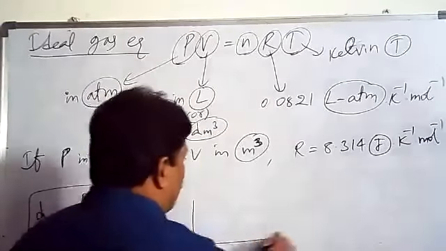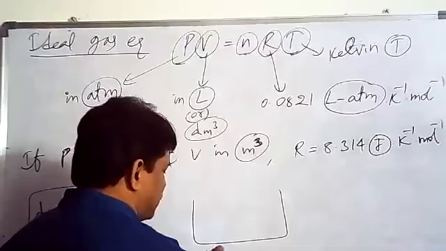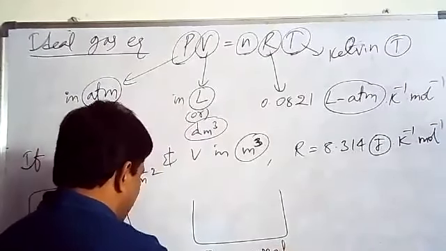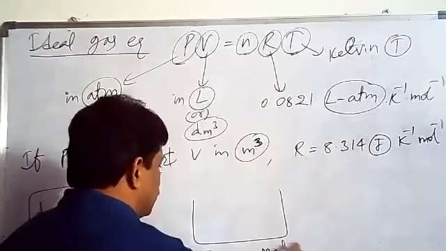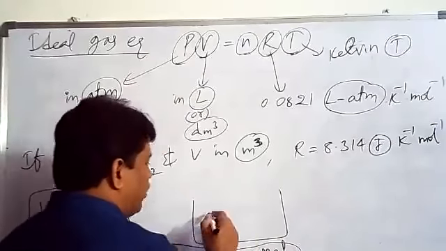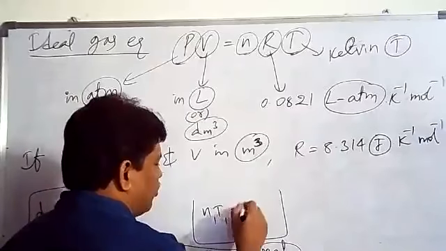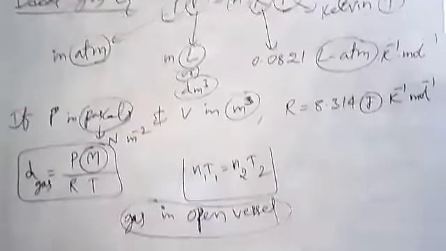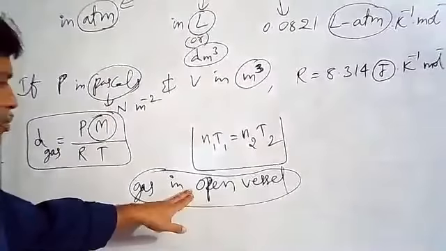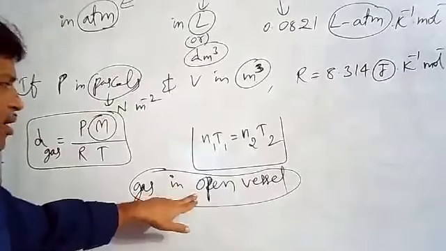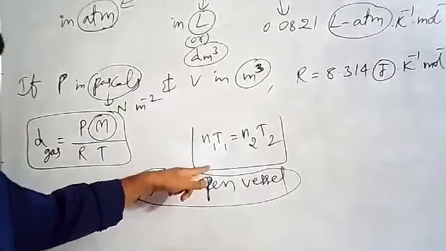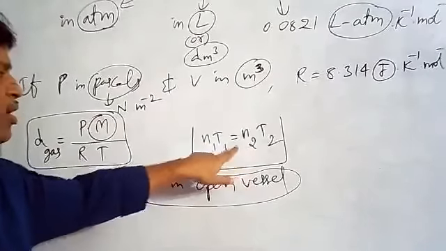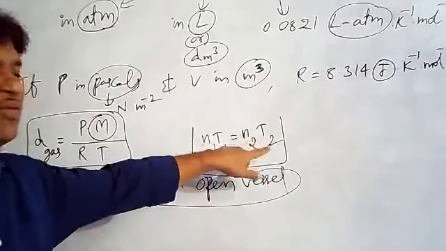Next, one more thing. Open vessel concept. In case of open vessel, a gas in open vessel. So when gas is taken in open vessel, what will be the formula used here? N1T1 is equal to N2T2. N1T1 is equal to what? N2T2. So what is the concept here? A gas taken in open vessel. In open vessel, when you take gas and heat it, N1 is the initial number of moles, N2 is the final number of moles left over. T1 is initial temperature and T2 is final temperature.